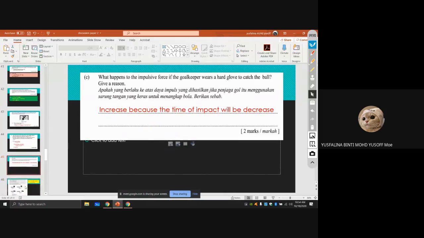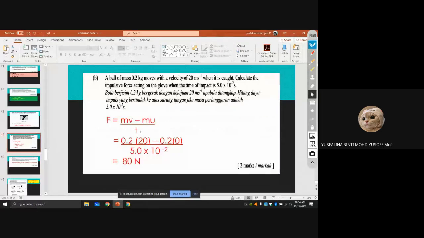The next one, what happens to the impulsive force if the goalkeeper wears a hard glove to catch the ball? Give a reason. Of course the impulsive force will increase, because the time of impact will decrease. So it's a relationship here: if the time of impact is decreased, the force will be increased. If the time of impact is increased, the impulsive force will be decreased.